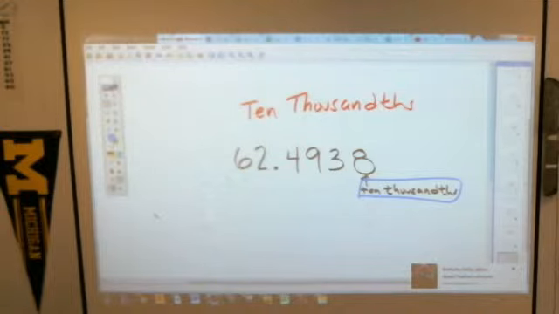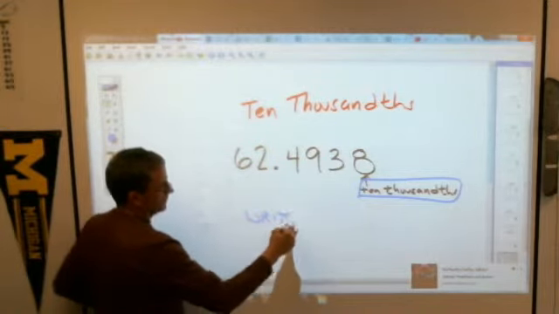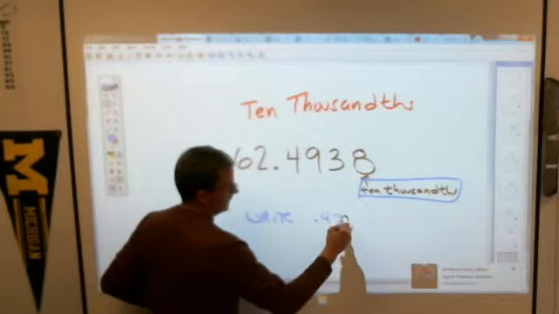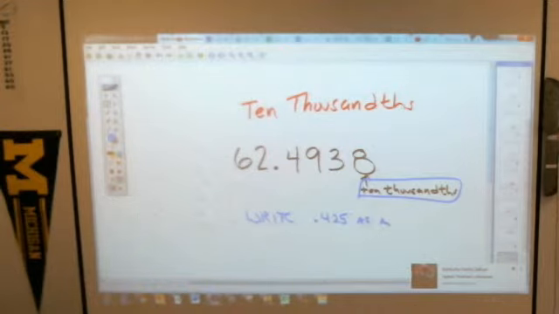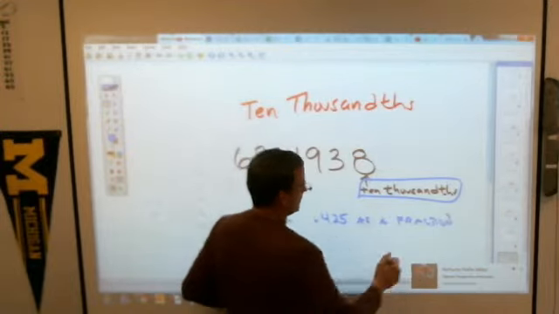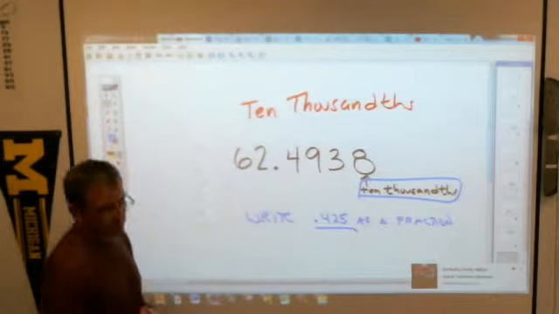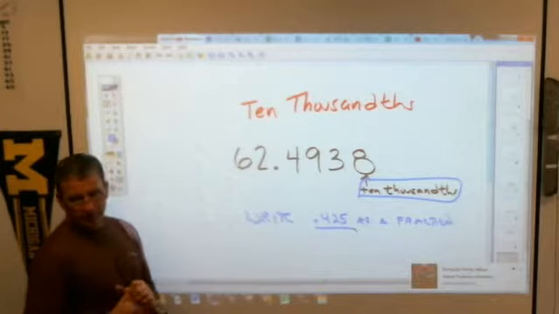So if you are given something, let's see. Here's an example. Write 0.425 as a fraction. I just want you to see this. How do I write 0.425 as a fraction? It's a lot easier than those of you who said, well, how do I do that? Simply, all you have to do is read that number.